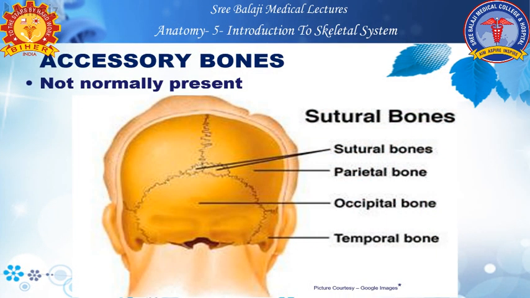Accessory bones. Accessory bones or supernumerary bones are bones which are normally not present in the body, but if they are present, they do not cause any abnormality. These are extra bones in the body. There can be sutural bones, as you can see in this diagram. In between the suture, there can be an extra bone which does not cause any defect.